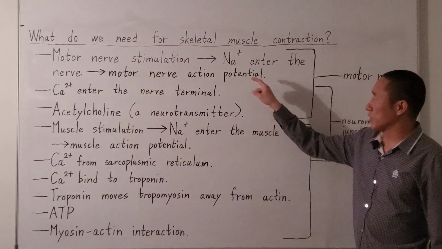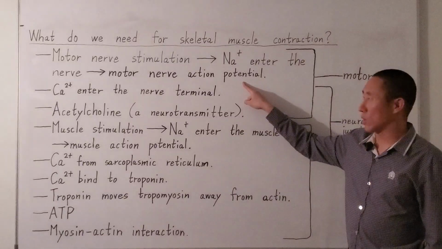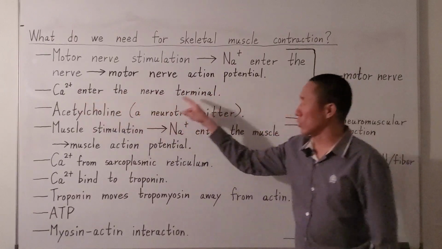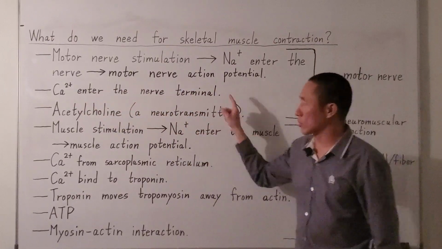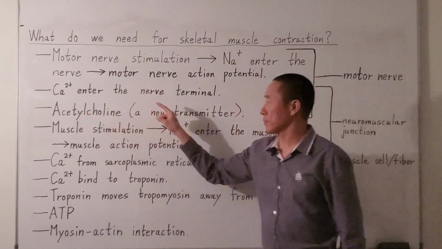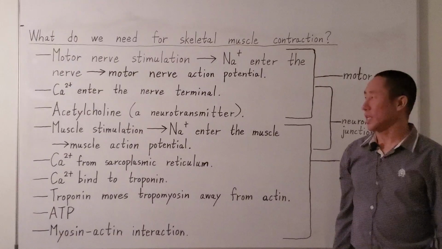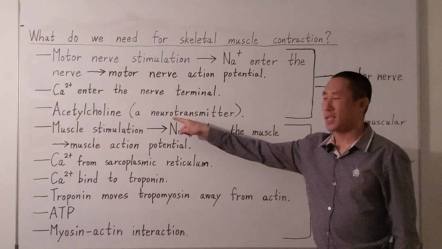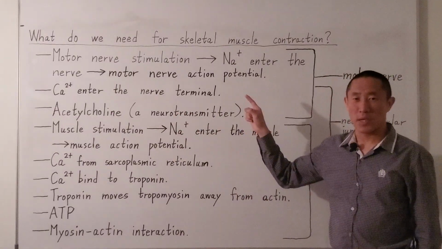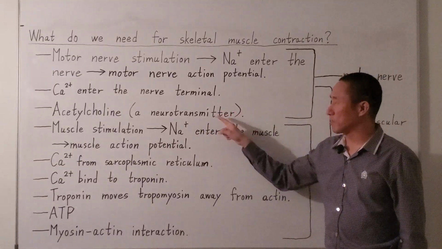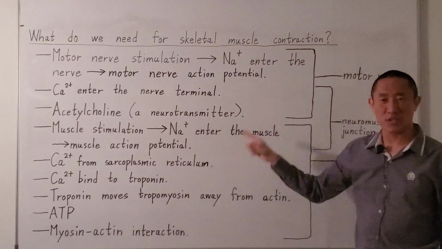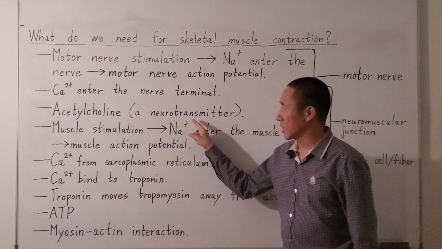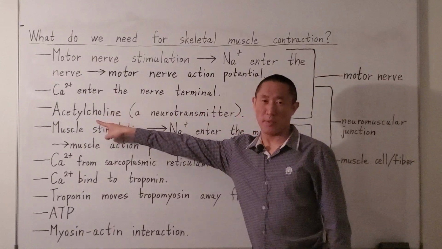Now, as the action potential gets to the nerve terminal, the calcium will enter the nerve terminal to trigger the nerve terminal to release something called acetylcholine. Now, acetylcholine is a neurotransmitter. And what is a neurotransmitter? A neurotransmitter is a substance that is released by a nerve to transmit its signal to another cell or another nerve. So in this case, the neurotransmitter is called acetylcholine.